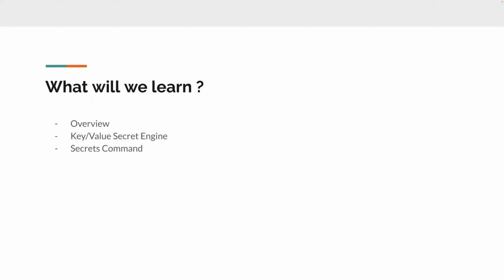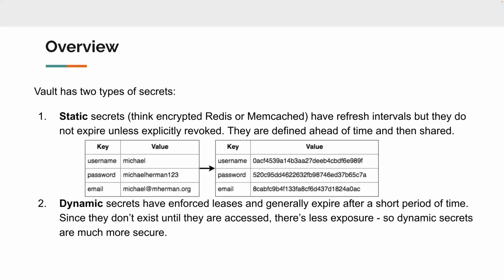So what we're gonna learn is more of an overview to the secrets, the key value secret engine, which is one of the more popular, or I would say one of the most used secret engines in HashiCorp Vault, and the secrets command, which we're gonna talk about. Now, in the overview, let me first of all tell what is a secret.